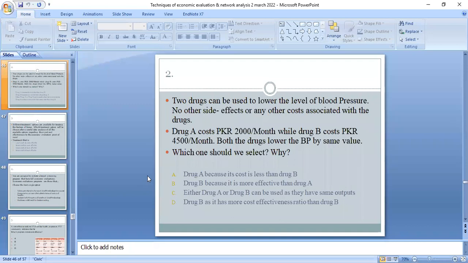Option A: drug A, because its cost is less than drug B, because it is more effective than drug A. Option B: either drug A or drug B can be used, as they have the same outputs. Option C: drug B, as it has a more cost effective ratio than drug A.